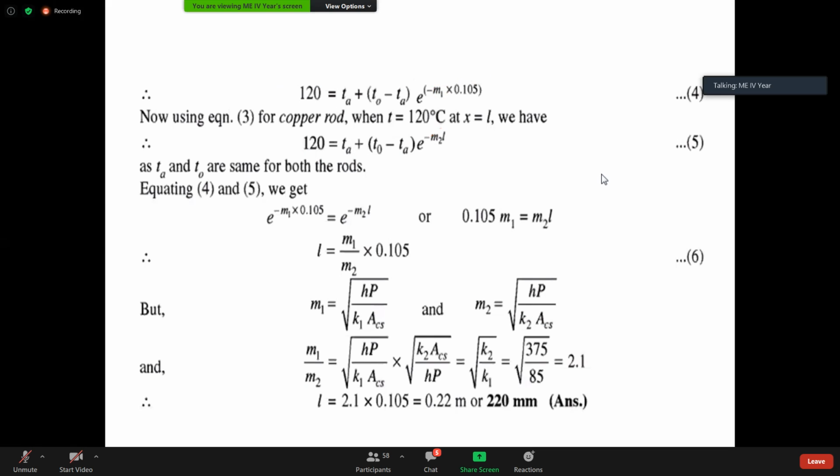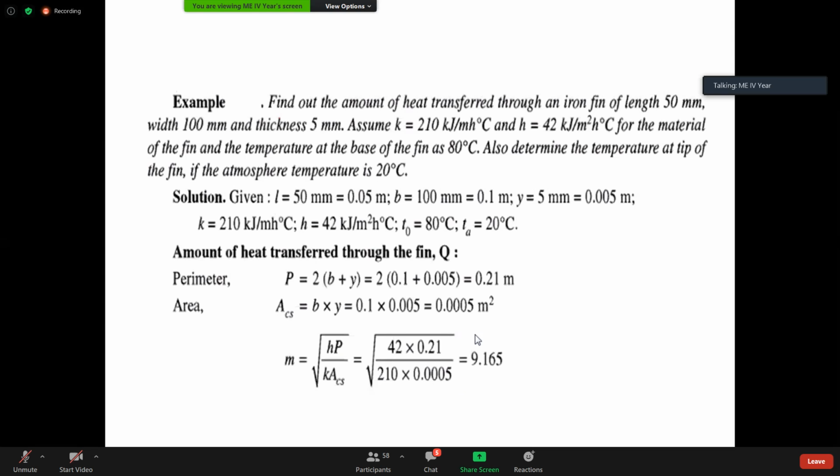And this is another problem. Find out the amount of heat transferred through an iron fin of length 50 mm, width 100 mm and thickness 100. Assume K is given and h value is also given. Right? For the material of the fin, the base temperature of the fin is 80 degrees centigrade. Also determine the temperature at the tip if the atmospheric condition is given.